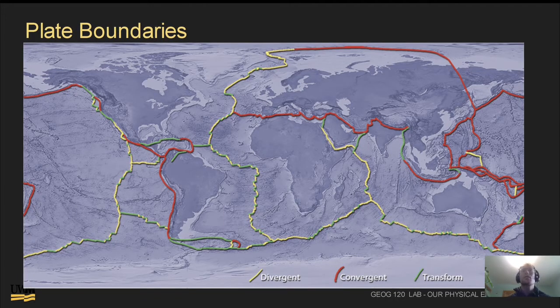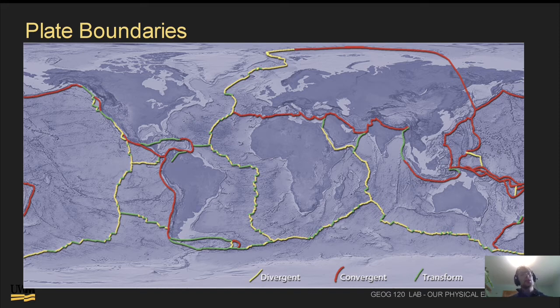These plate boundaries, this map shows it pretty well. In lab today, you're actually going to use Google Earth to look at these plate boundaries. You're able to click on them. It's interactive. It's better than just a static map. But you can see that the red lines here are convergent. Yellow is divergent.